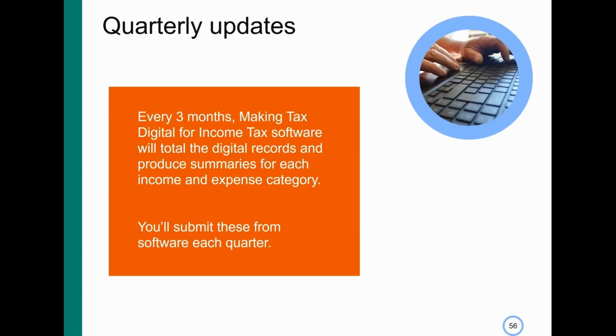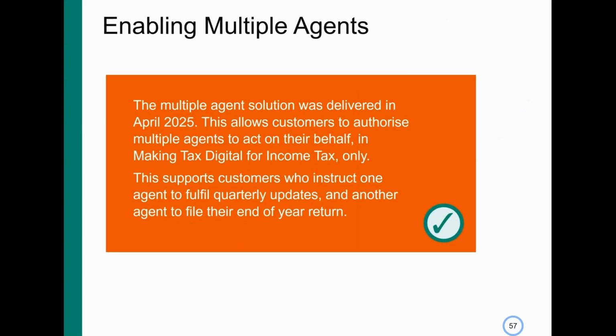The multiple agent solution was delivered in April 2025. This allows customers to authorize multiple agents to act on their behalf in Making Tax Digital for Income Tax only. This will support customers who instruct one agent to fulfill quarterly updates and another agent to file their end-of-year return.